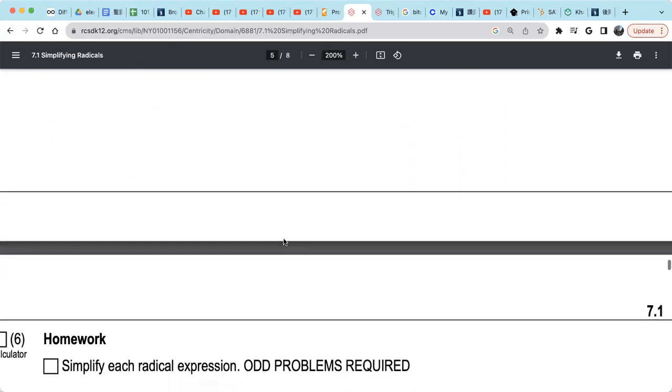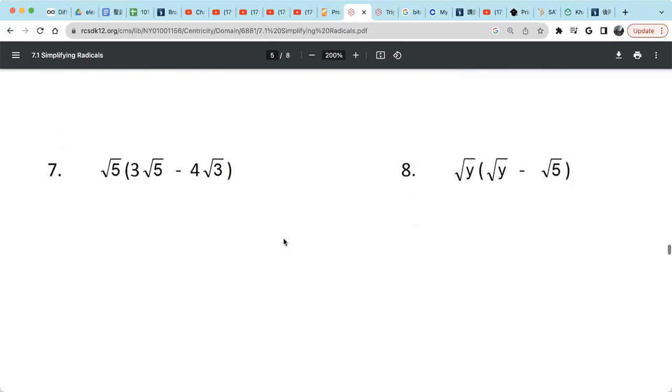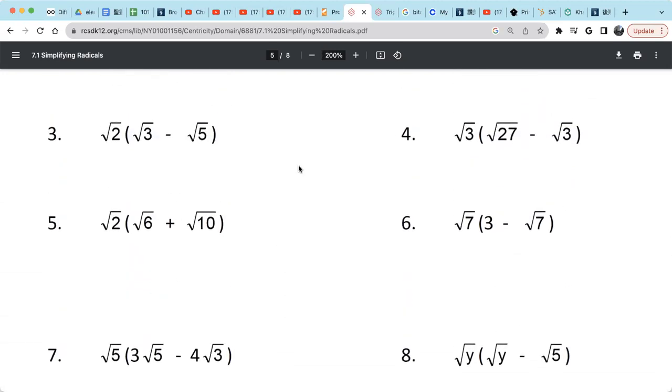Let's see if I have more. Okay, no more. So that's how we multiply one radical with two radicals. We distribute. Distribution means multiplication.